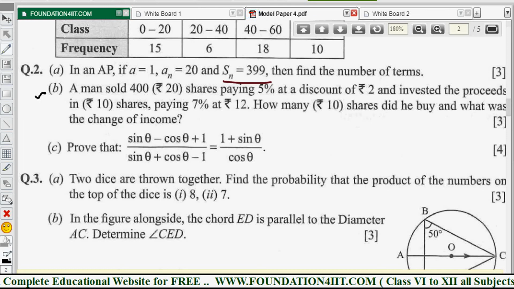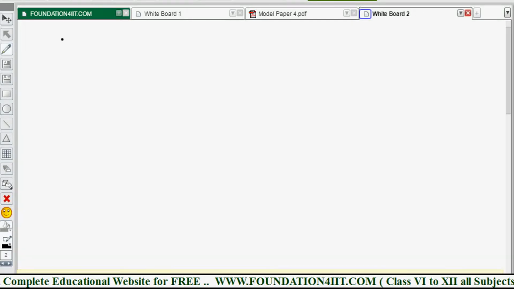From shares and dividend, we'll solve in two ways: the original shares and the new shares. A man sold 400 shares of rupees 20. So the number of shares is 400 and the nominal value is 20. Shares paying 5%, so 5% is the dividend, at a discount of rupees 2. So the discount is 2 rupees. Then he invested the proceeds in rupees 10 shares. In the second case, the nominal value is 10 and it pays 7% dividend, so the dividend is 7% at rupees 12. So 12 is the market value. Now the question is, how many rupees 10 shares did he buy, and what is the change of income also. Let us take the given data and solve this problem.